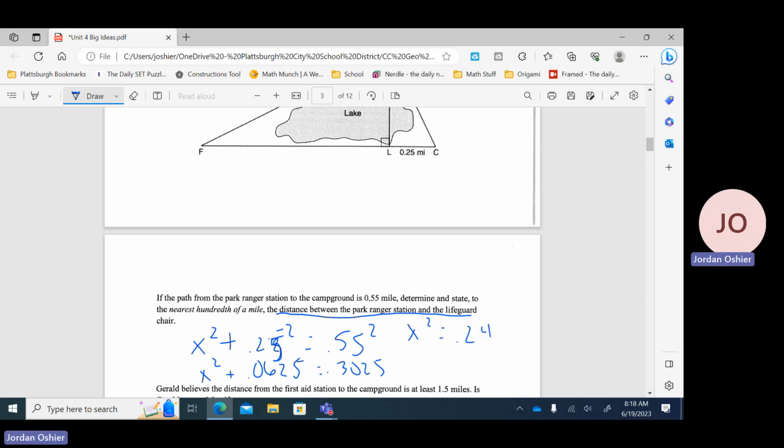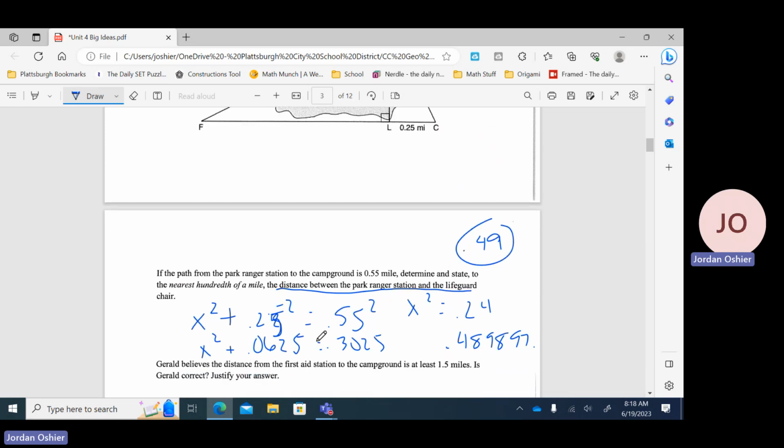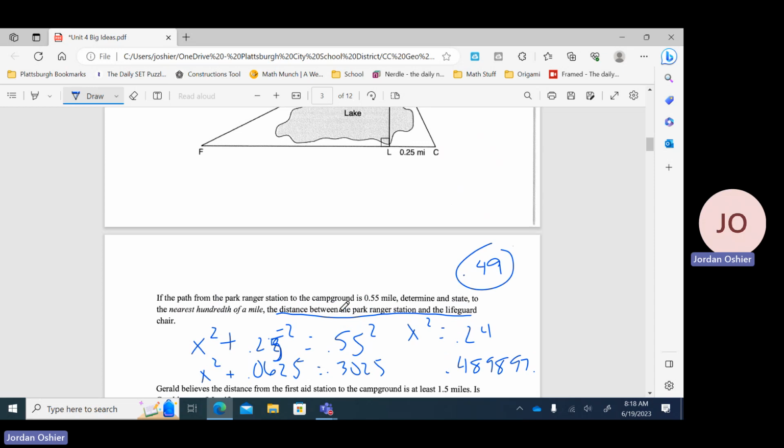And then I will take the square root of that. And it gives me 0.48989, some other numbers after that, to the nearest hundredth. So that would be 0.49 for the first answer to this. The first aid station to the campground is at least 1.5 miles.